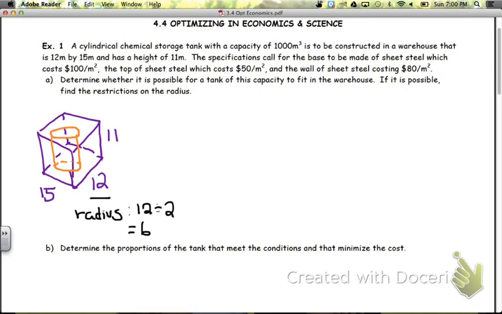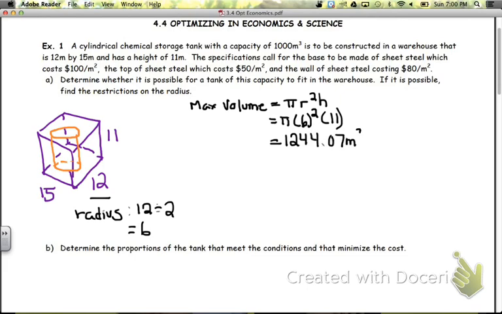So we look at what our max volume could be. When we're talking about a cylinder, the volume formula is pi r squared times the height. So if we sub in 6 for our radius, and our height is 11, we get 1,244.07 meters cubed. Since this value is larger than 1,000 meters cubed, we know that therefore it is possible. So yes, it is possible.